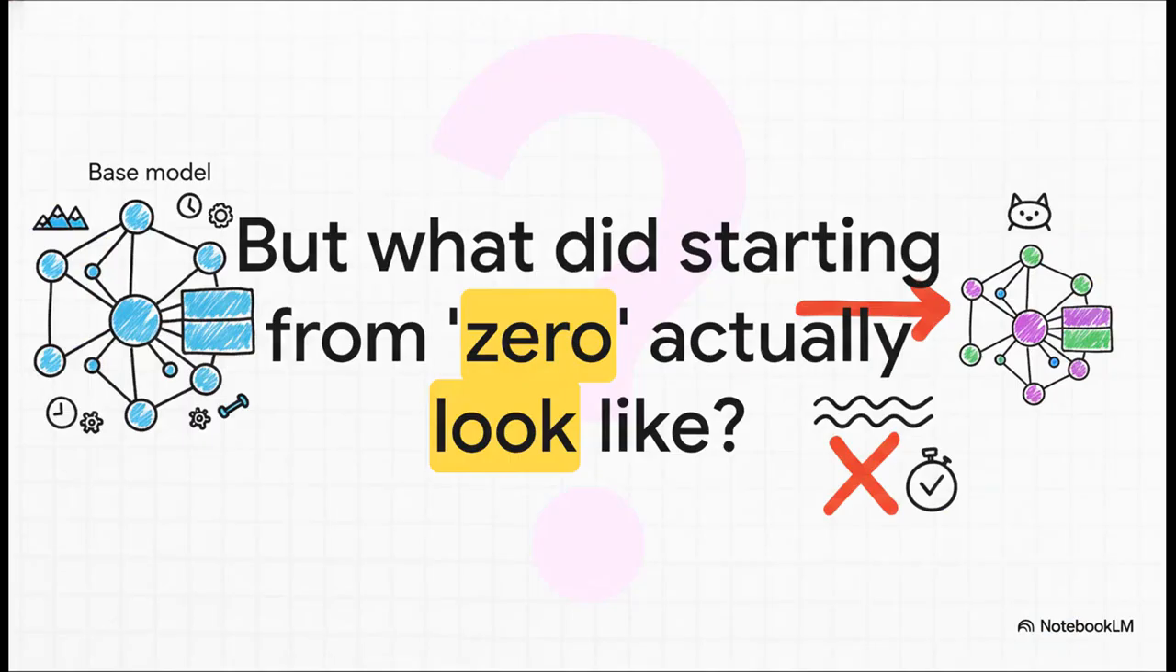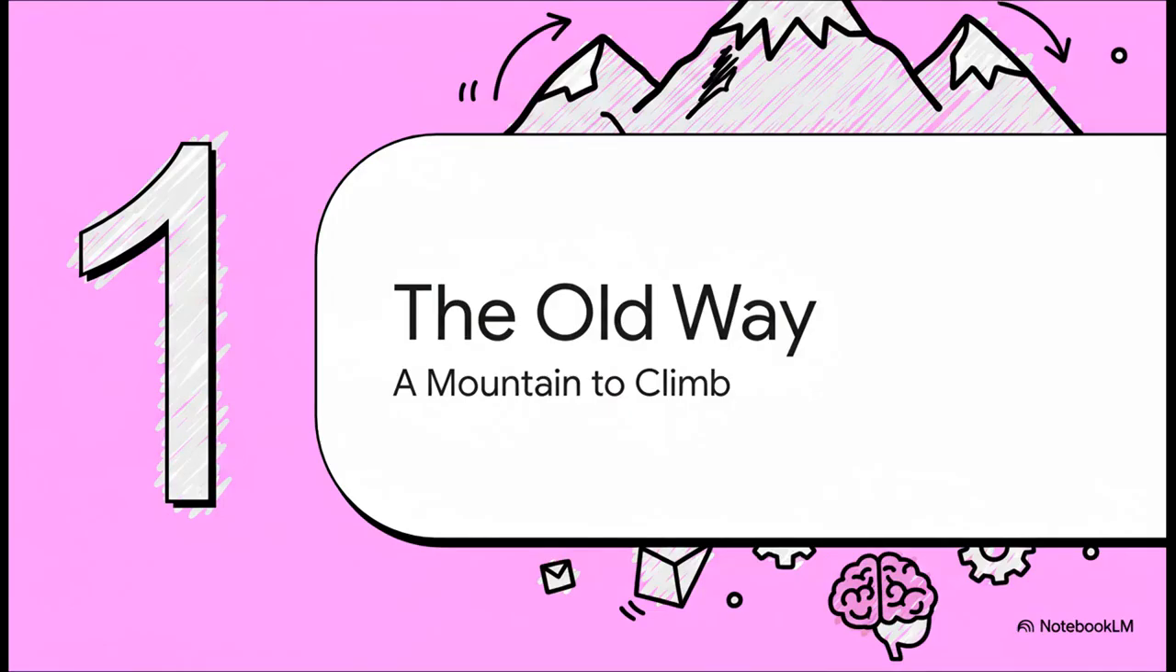But to really get why this shortcut is such a big deal, we have to look at the crazy long road it helps us skip. So, what did starting from zero actually look like back in the day? Before transfer learning was the way everyone did things, training a useful AI model was like being told you had to climb a massive, impossible mountain for every single new task.